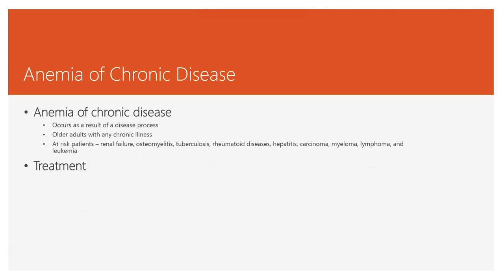Anemia of chronic disease is the most common form of anemia in older adults and is associated with several specific chronic conditions, including osteomyelitis, tuberculosis, rheumatic disease, hepatitis, myelomas, lymphomas, leukemia, and carcinomas. Anemia associated with renal failure occurs secondary to erythropoietin deficiency, and there are guidelines for diagnosing that.